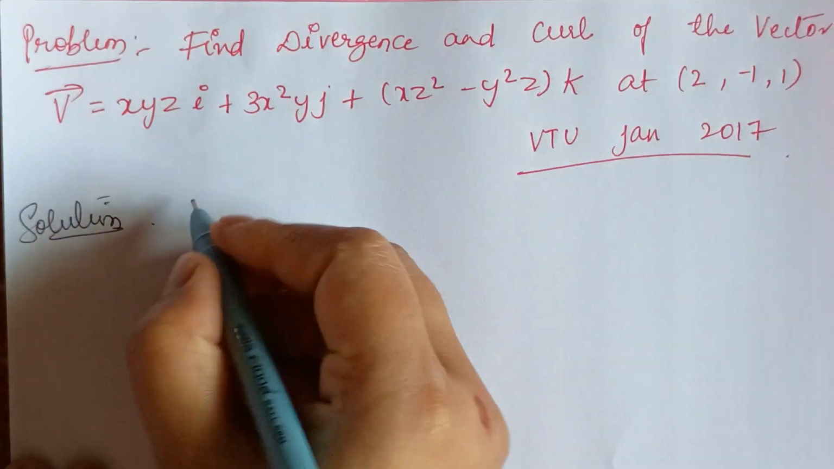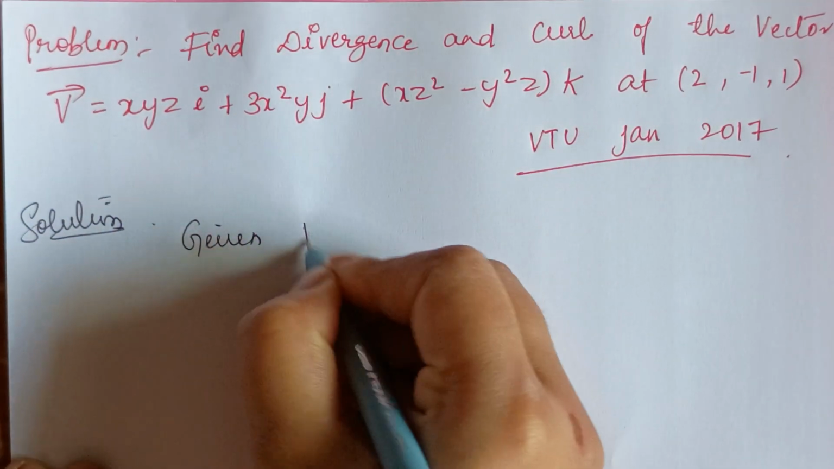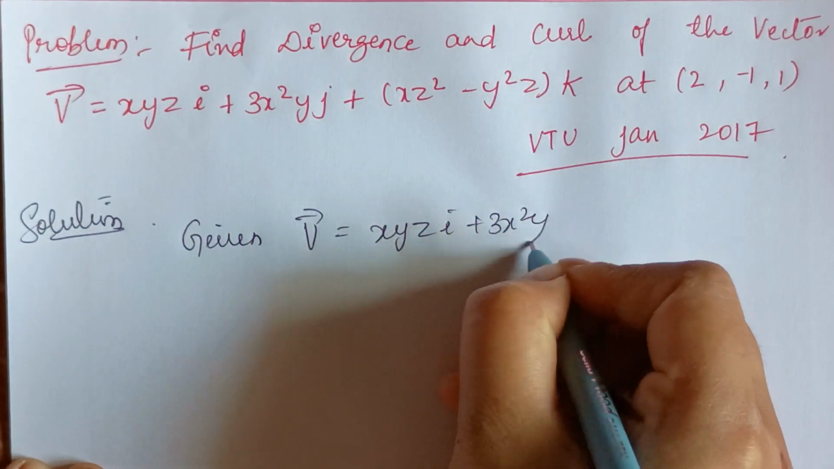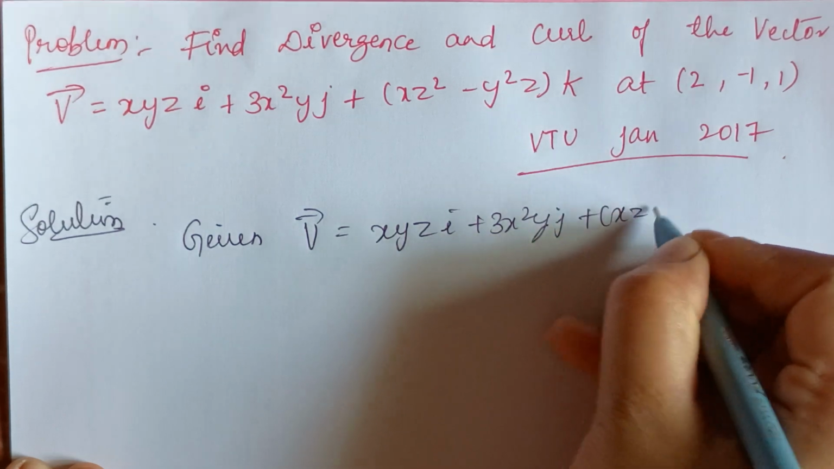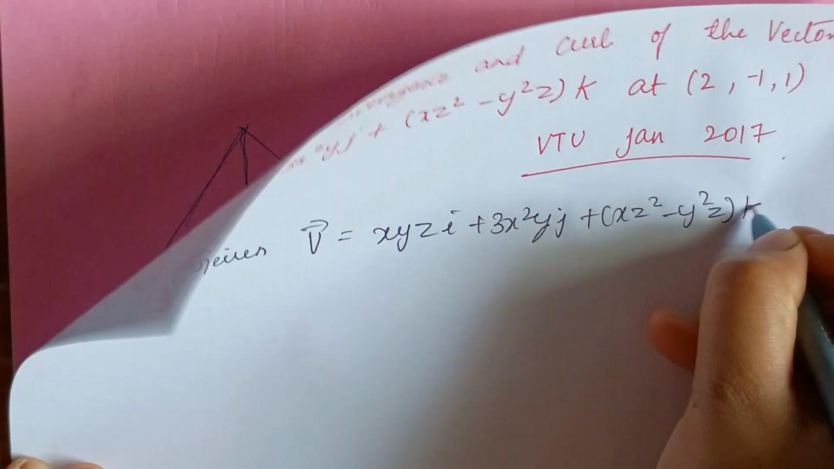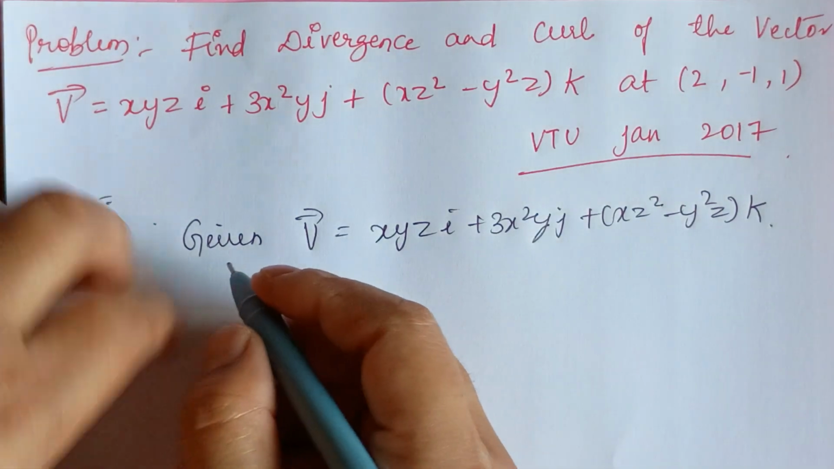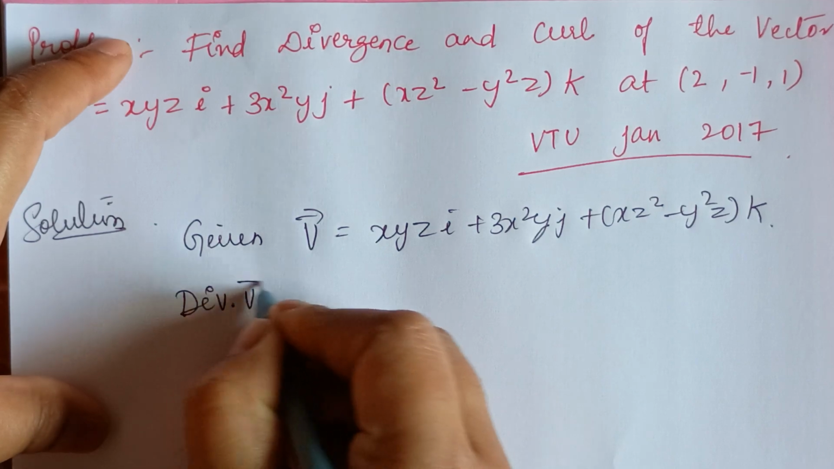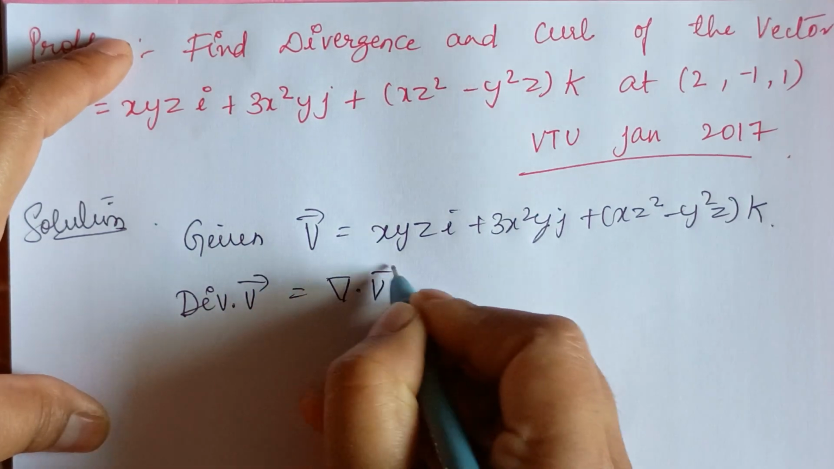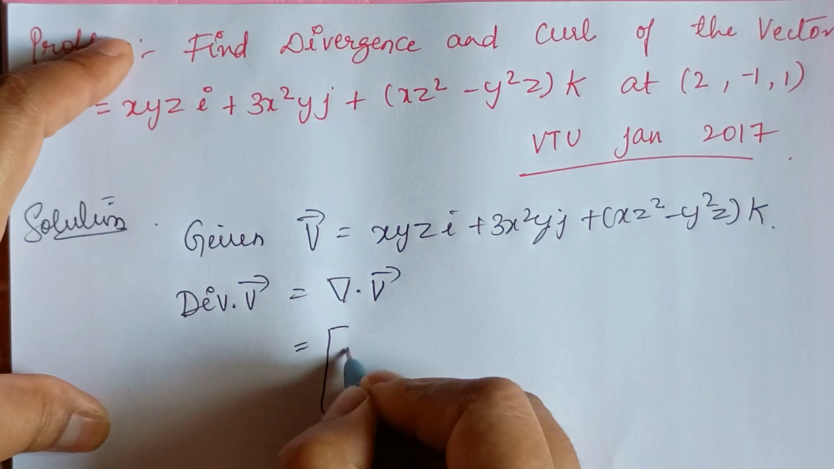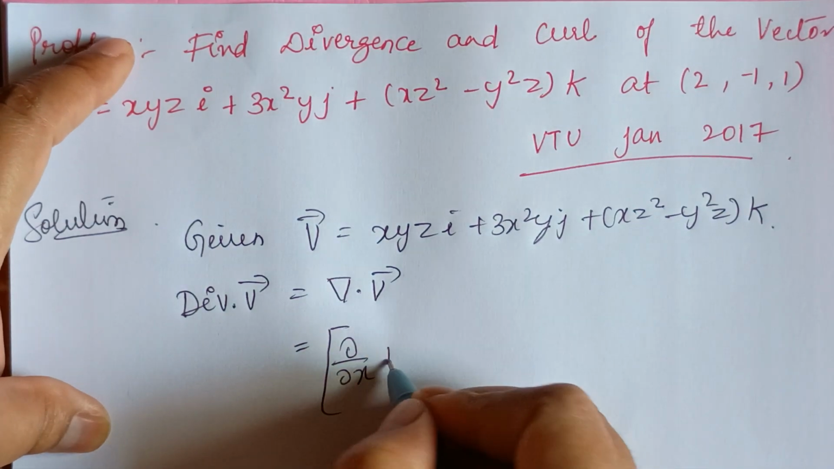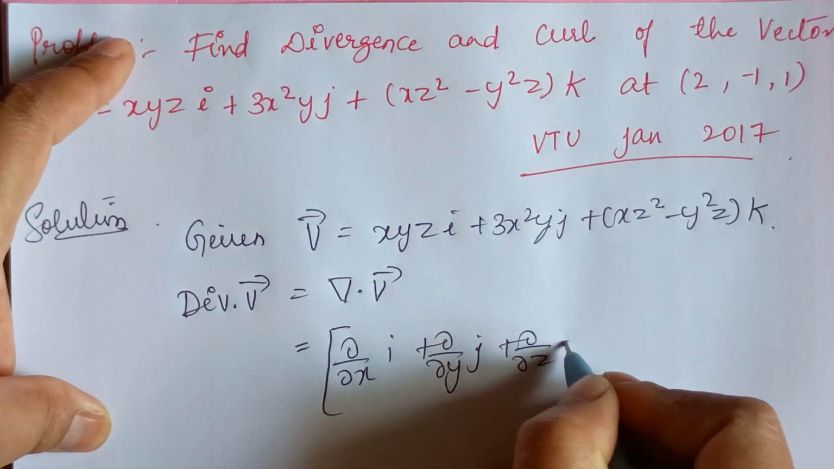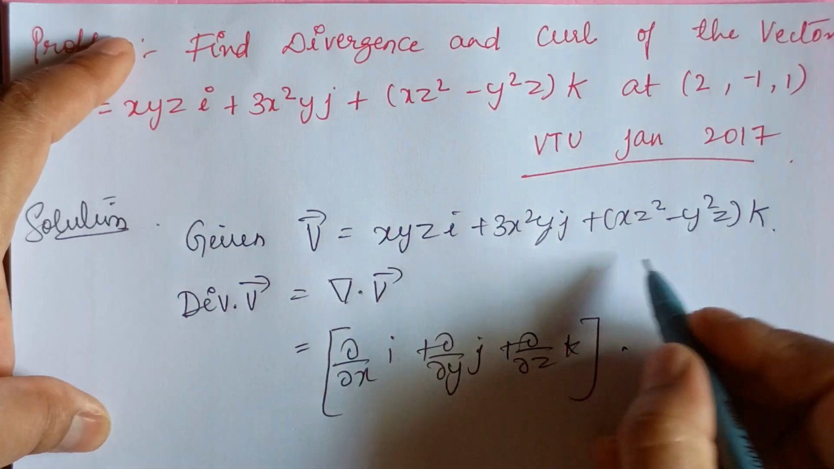So the given vector v is equal to xyz i plus 3x²y j plus (xz² minus y²z) k. Now first we will find the divergence. So divergence of vector v is equal to del dot vector v. This can be written as (∂/∂x i plus ∂/∂y j plus ∂/∂z k) dot vector v.